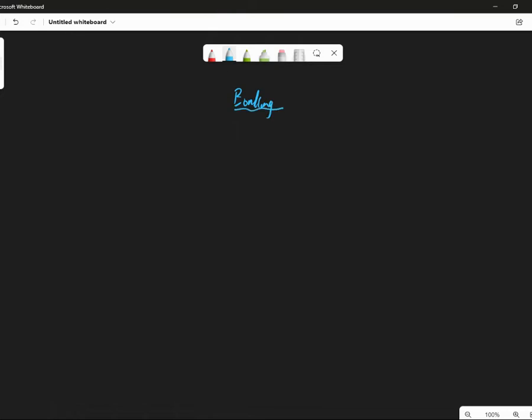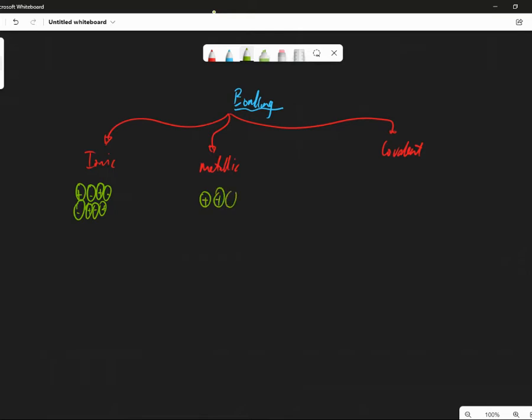Bonding. Okay. What are the bonding types that we deal with? Well, very roughly speaking, we have ionic, and then we've got metallic, and then we've got covalent. I know you know this. It's just somewhere for me to start the lesson. Okay, ionic is obviously positive and negative ions. Metallic is positive ions only, like this, surrounded by, as you know, the sea of electrons.